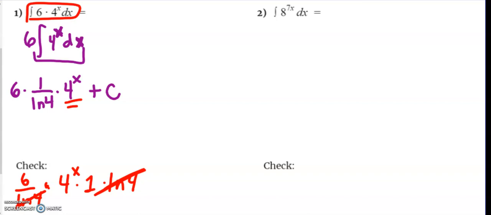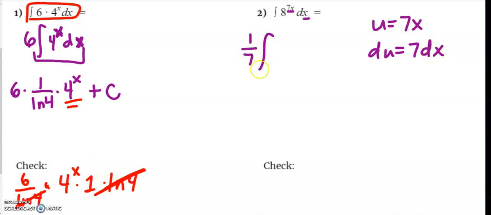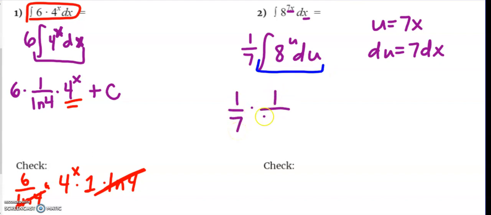Next one, 8 to the 7x. Well, I can't take anything out in front because I don't have a constant multiple. My 7x is not a perfect match with my variable of integration, so that should be an indication that I need a u sub. When I sub this in, I'm going to get 1/7 the integral of 8 to the u du. Now this matches my formula that I just derived for everybody. The antiderivative of 8 to the u will be 1 over the natural log of 8 times 8 to the u plus c. Last step then is to replace your u with a 7x.